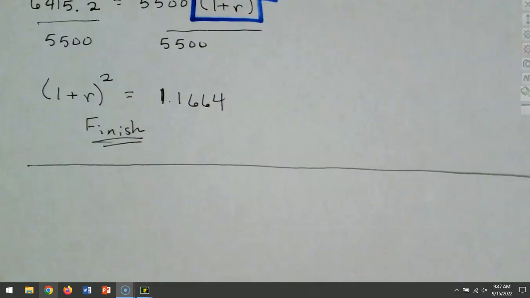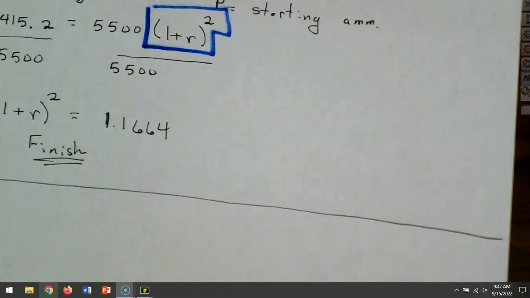So hopefully everyone's okay with that. So just take your square roots, add your plus or minus, and finish it.